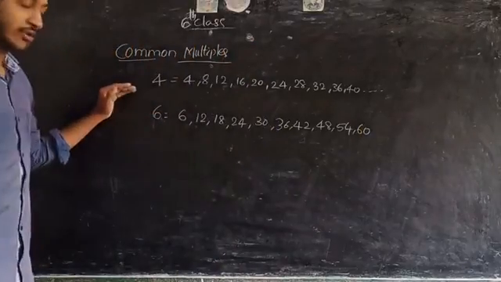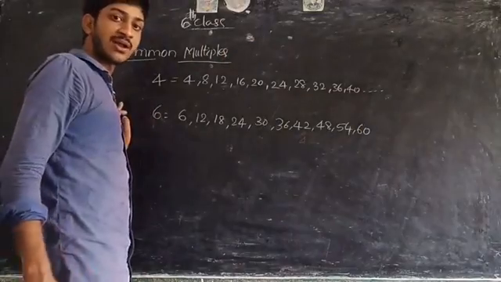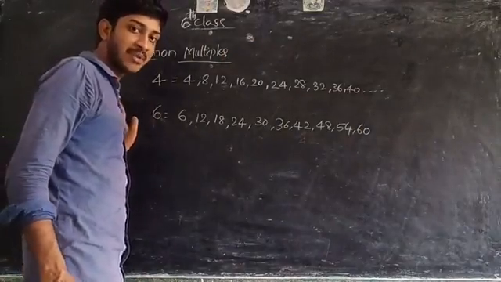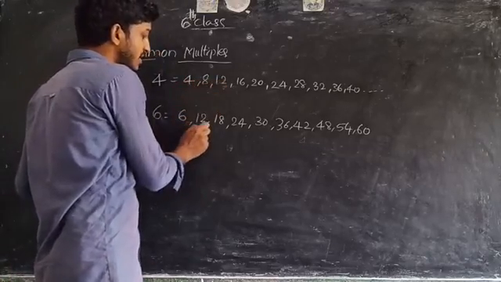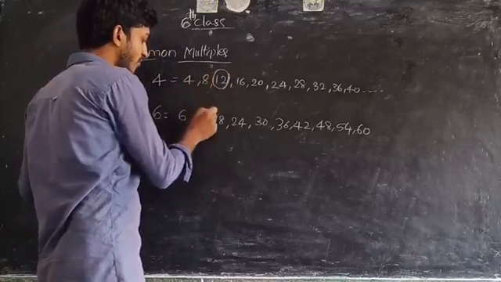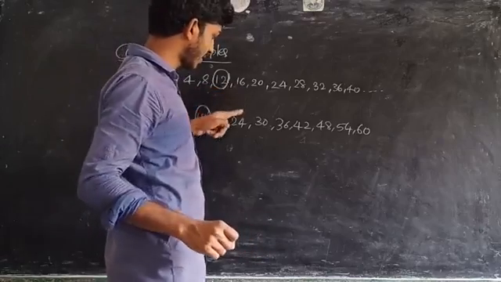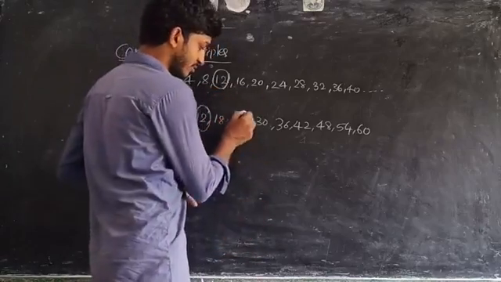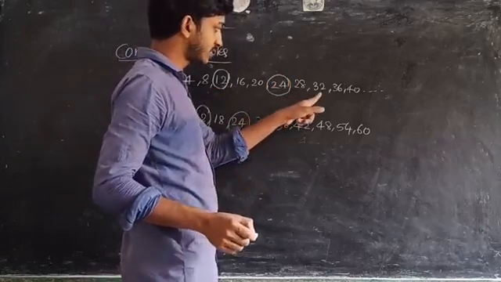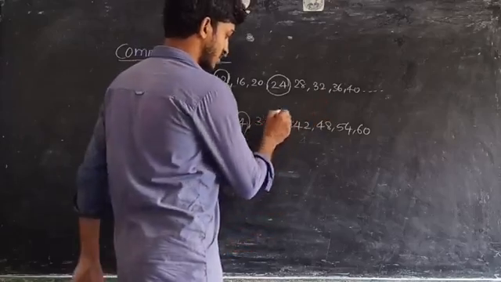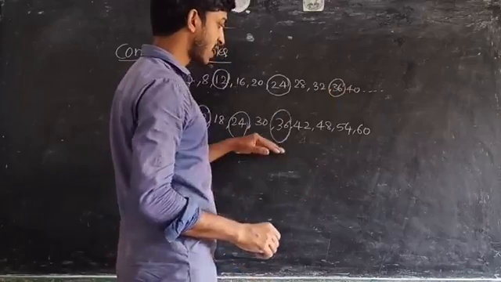See here, the multiples of 4 and the multiples of 6. From both these sets of multiples, what are the common numbers we have? Common multiples. See here, 4, 8, 12, and 6, 12. So 12 is common for both the numbers. And 16, 18, 20, 24, 24. 24 is also common. 28, 32, 36, 36. So 36 is common.